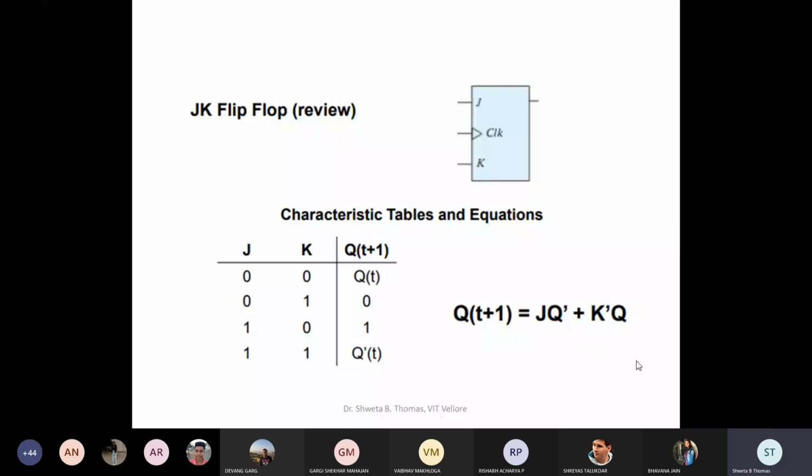Because this kind of question will carry around 10 marks. So when you are taking it, you should be very particular. You should not make any mistake. Okay, fine.